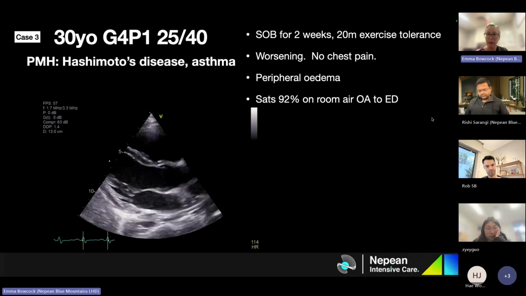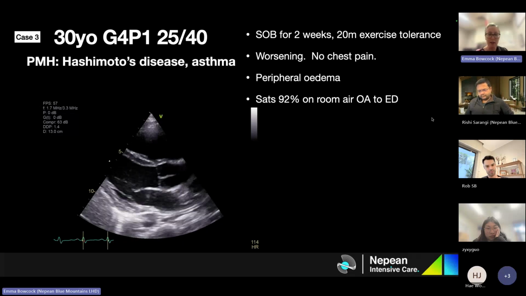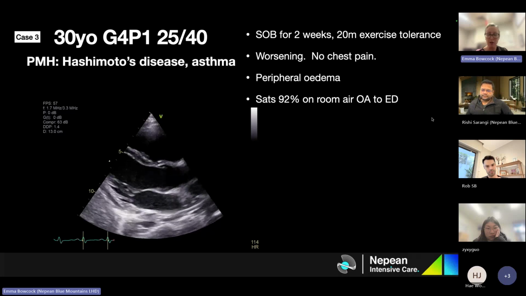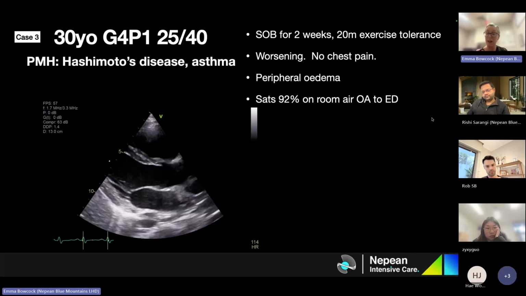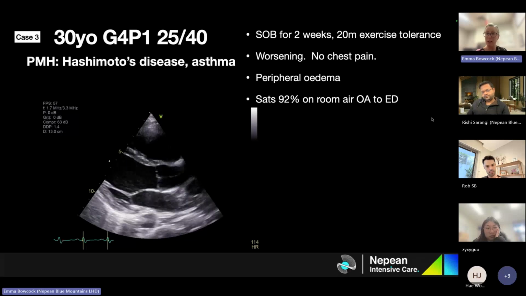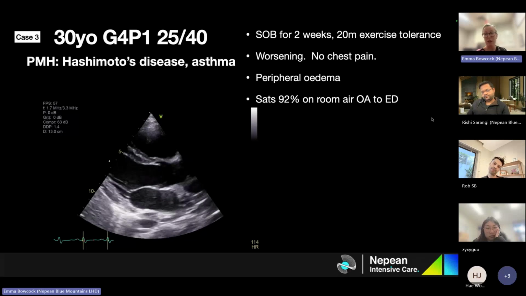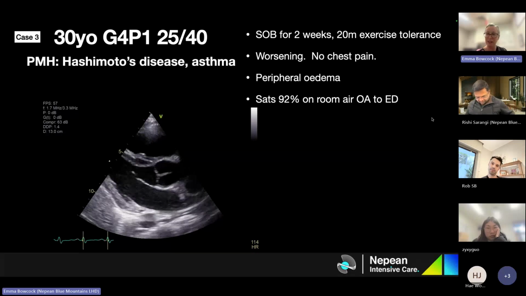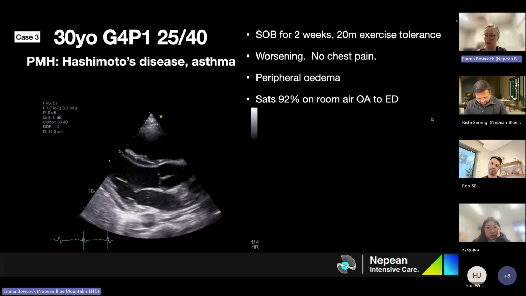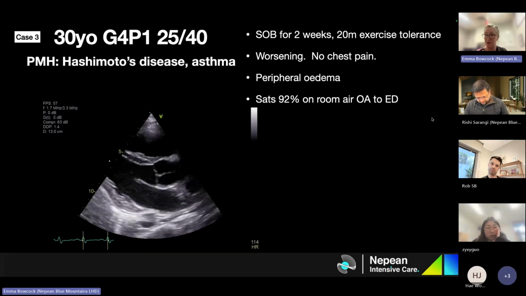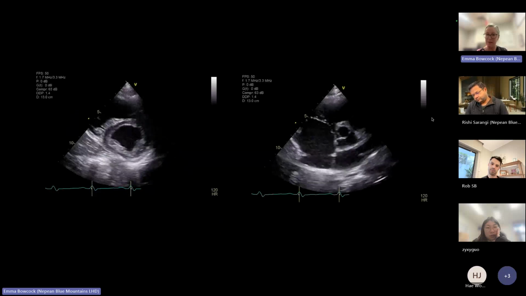I agree with what you said about this. The LV function looks normal. There's definitely paradoxical septal motion that you can see in this view, isn't there? And the RVOT looks big. So you're already thinking, all right, someone with peripheral edema, short of breath, reduced exercise tolerance, background of autoimmune disease, hypoxic. Could there be some pulmonary hypertension going on? She's tachycardic as well, which is a bad sign.